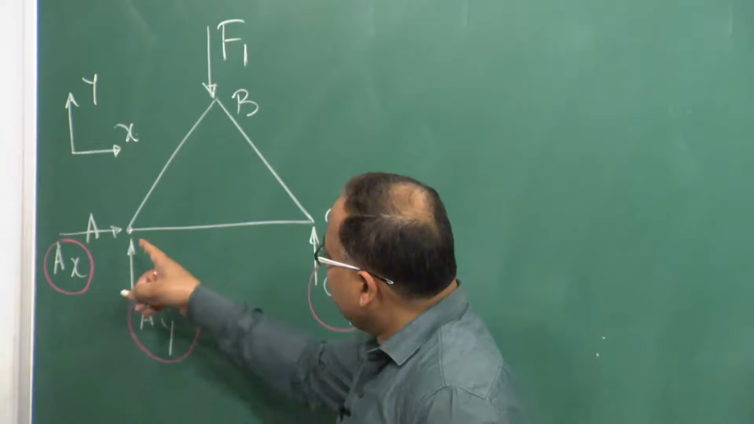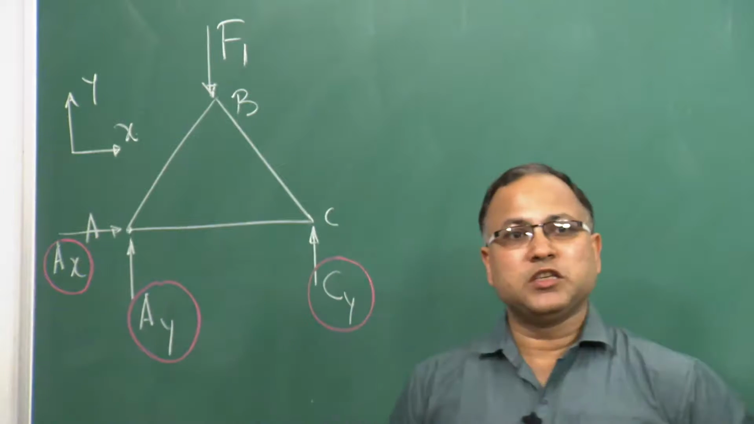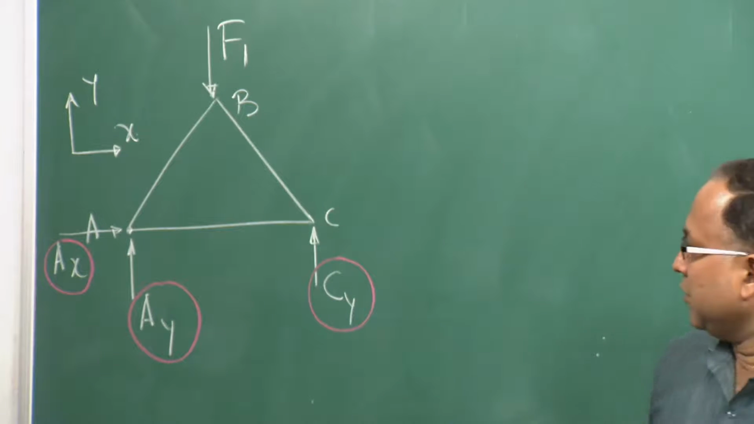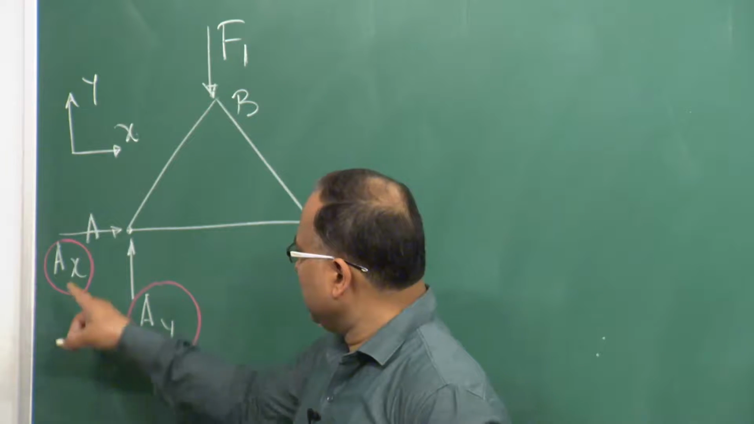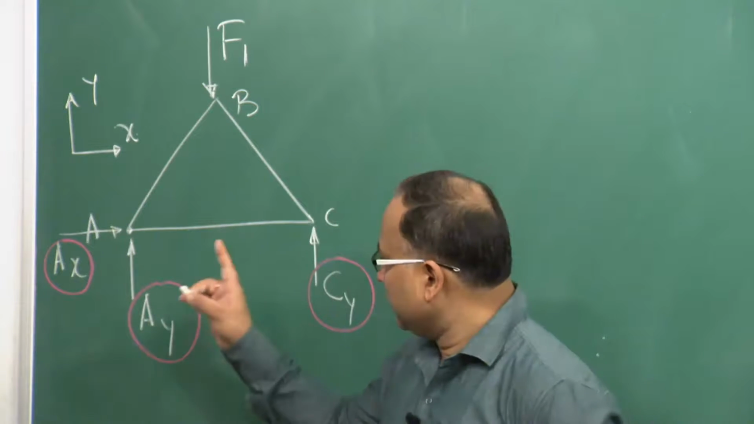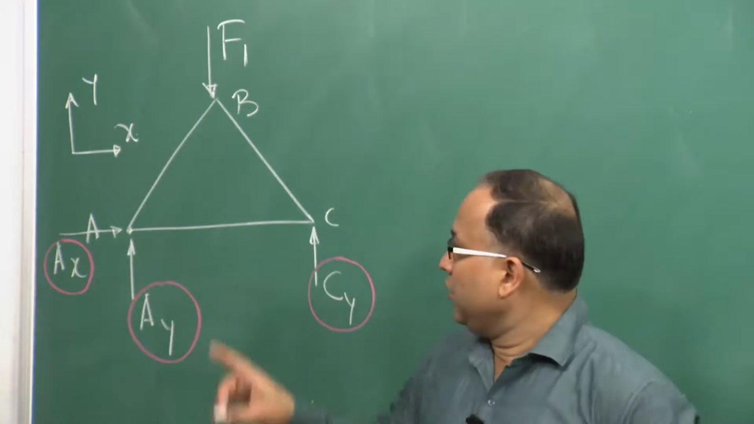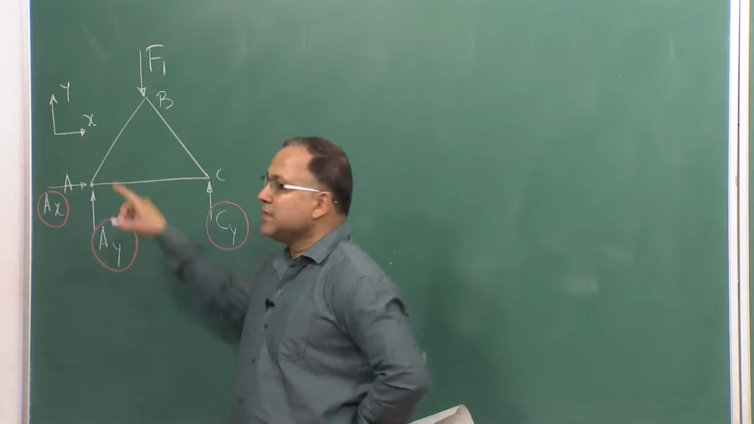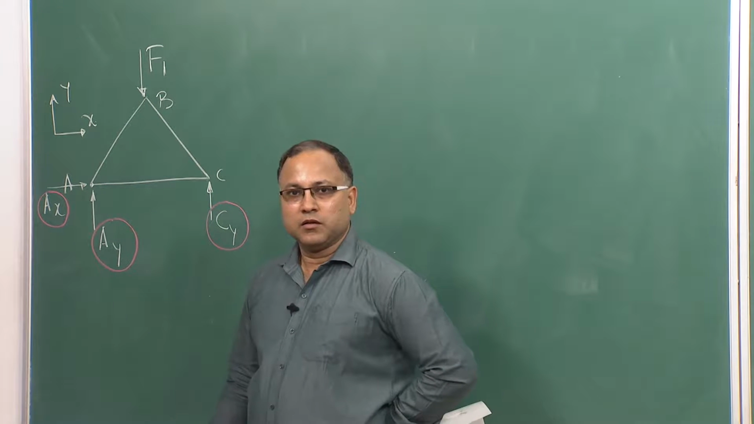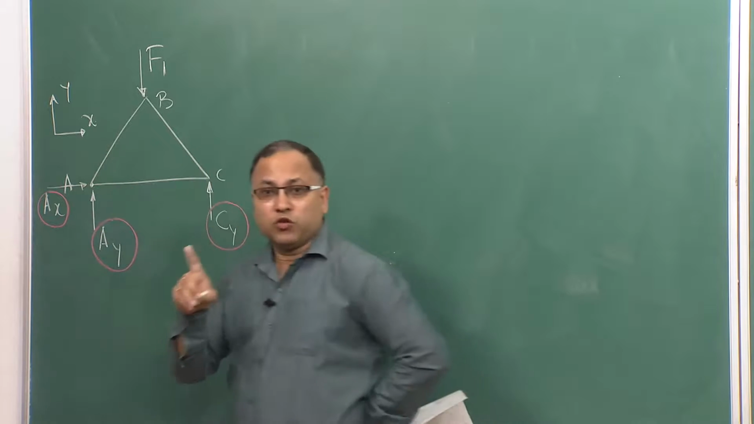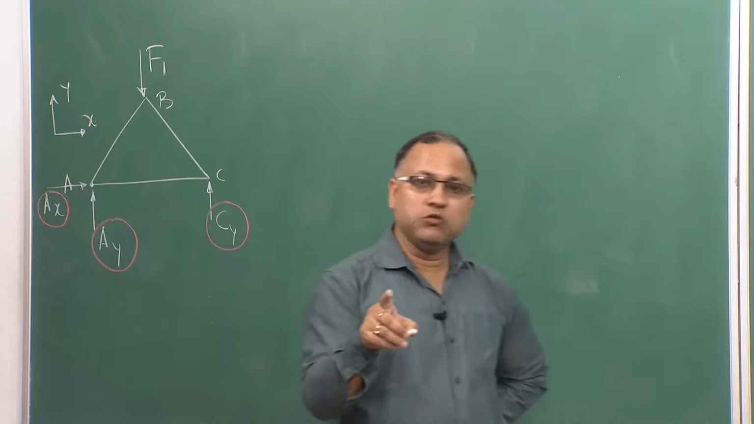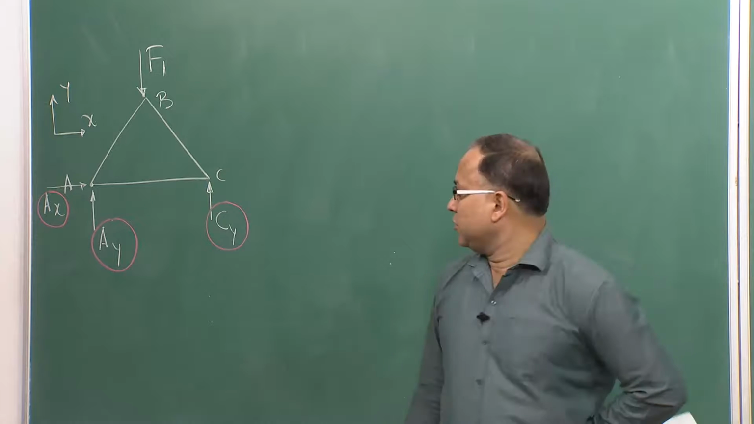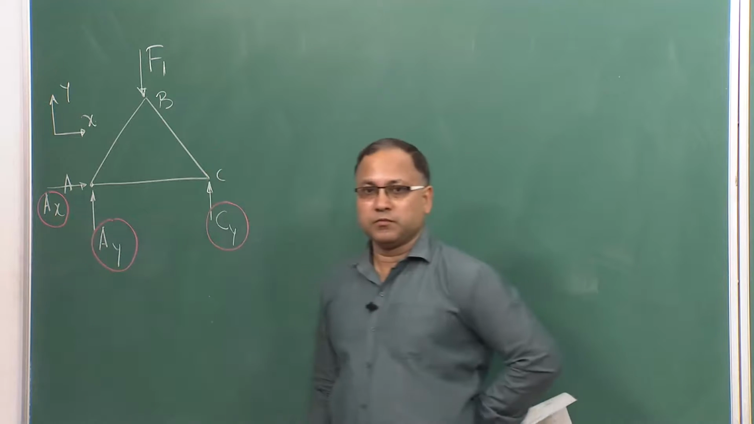Okay. So, if you consider the free body diagram of this particular joint, what are the forces acting on that joint? AX is acting, AY is acting, member force AB is acting, member force AC is acting. So, member forces AB and AC both are unknown to you. What are the things known to you? You know AX and AY.